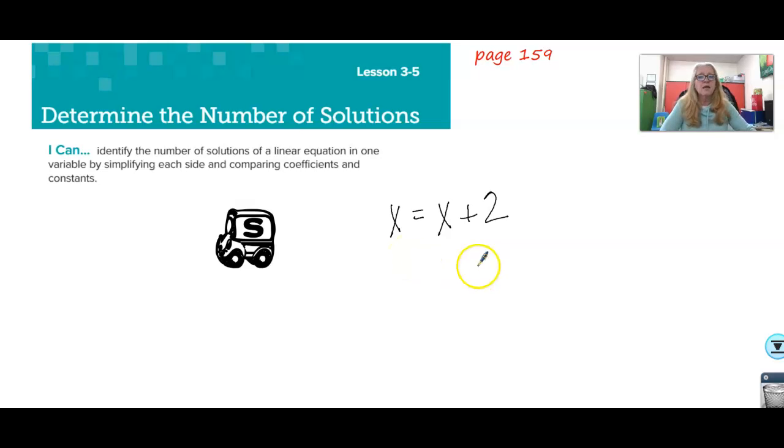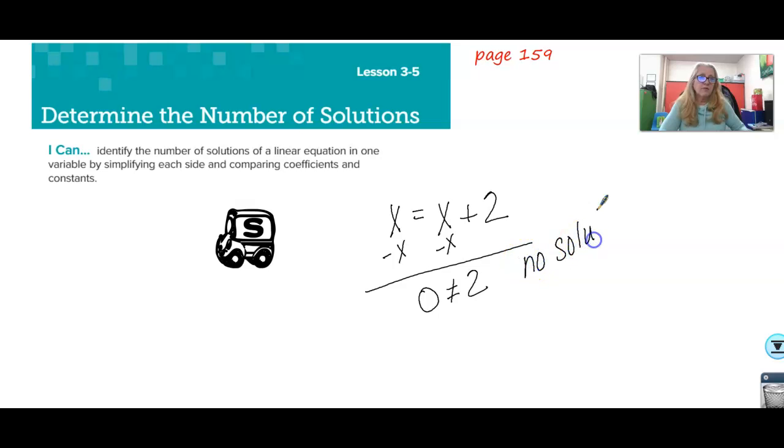If you tried to solve this, what you would do is try to get all your variables on one side, so you would subtract x from both sides, and you end up with 0 equals 2, which is false. 0 does not equal 2. So this is an example of an equation with no solution. And when we get one of these, we write the words no solution. We don't put x as 0 because 0 is not a solution. We write no solution.